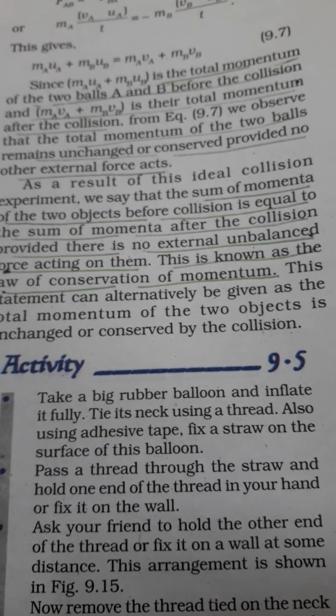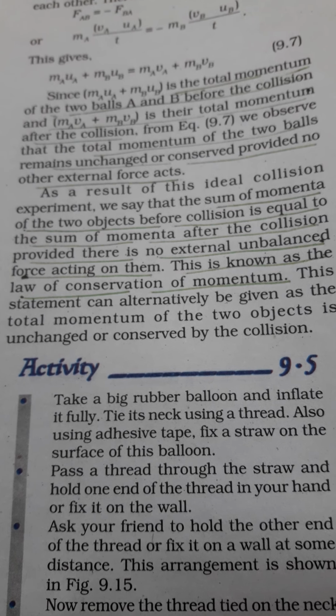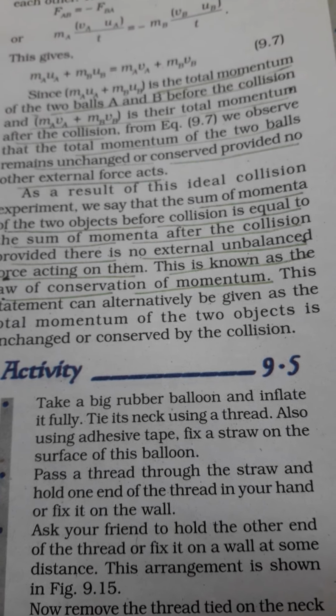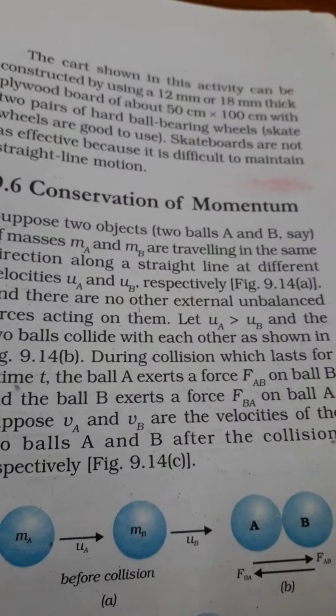So the law of conservation of momentum states that if there are two objects that collide with each other, their momentum before collision is equal to their momentum after the collision. Let us see this diagram. Conservation of momentum. Let us see two balls A and B.